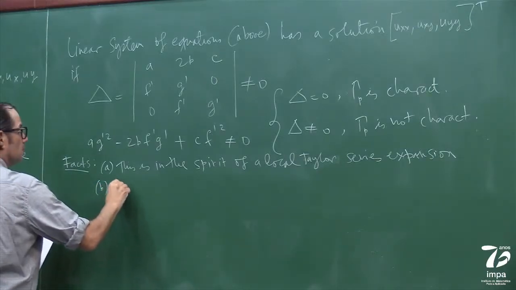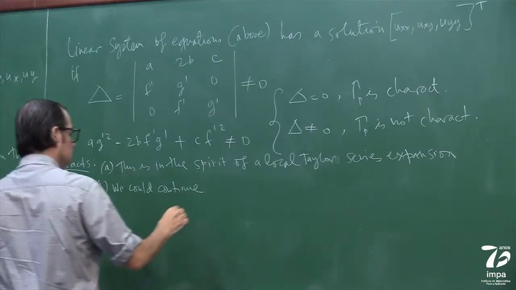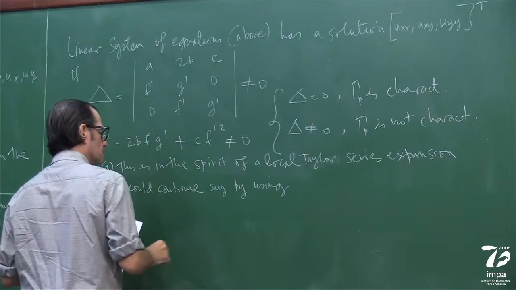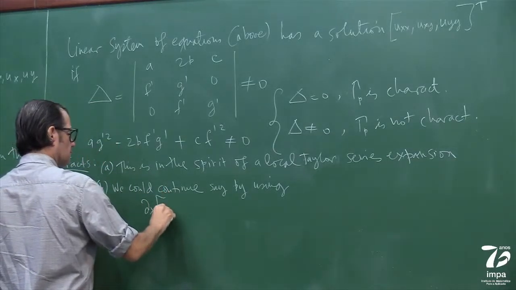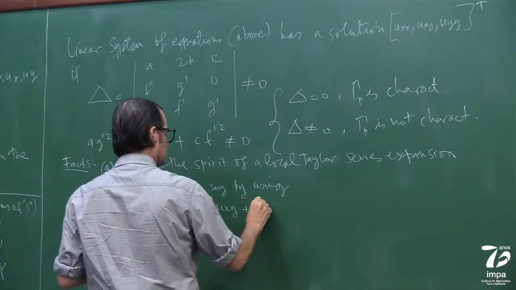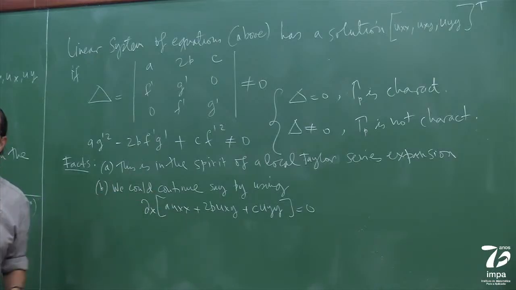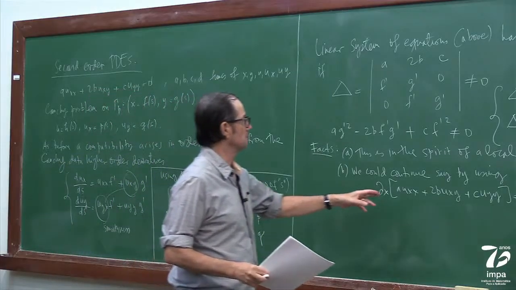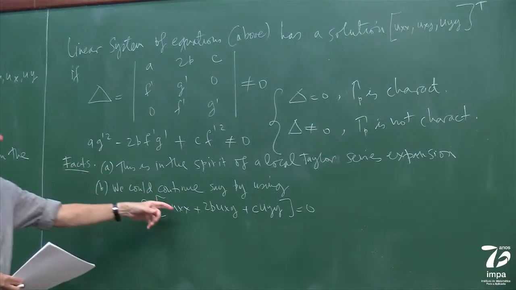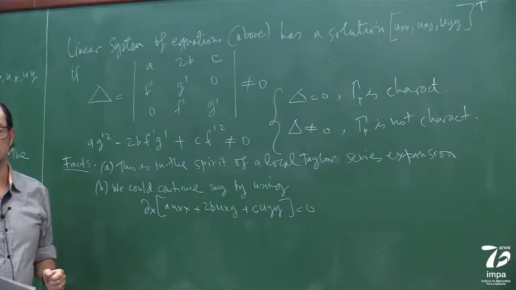B, we could continue, say, by using, let me write it like this, I think you see the spirit, that is, if we have enough smoothness, differentiate this, being the initial PDE, the PDE evaluated on gamma, and then building up systems for higher order derivatives if we want to go further in the Taylor series expansion. Okay?